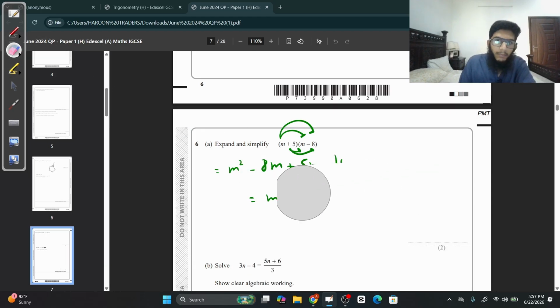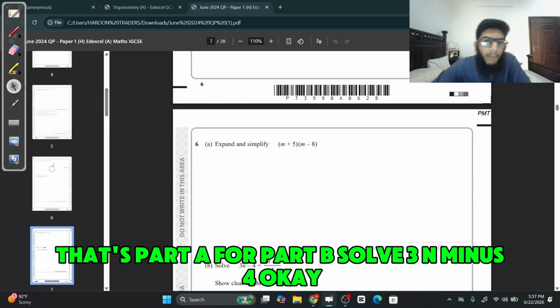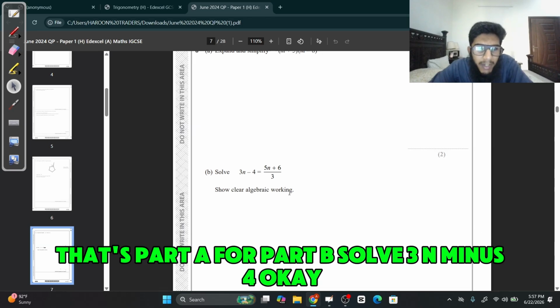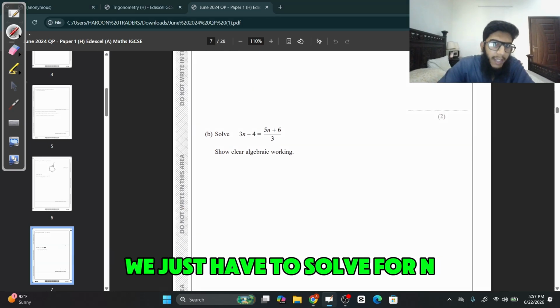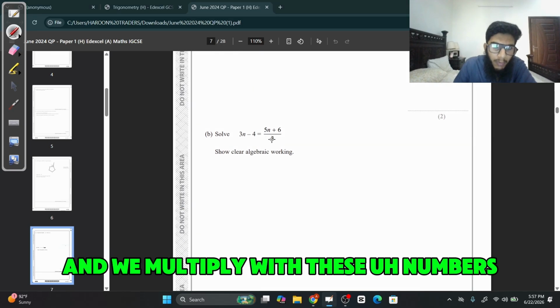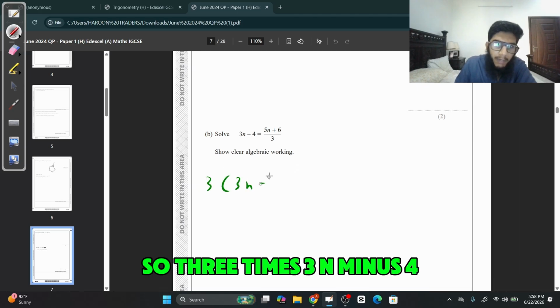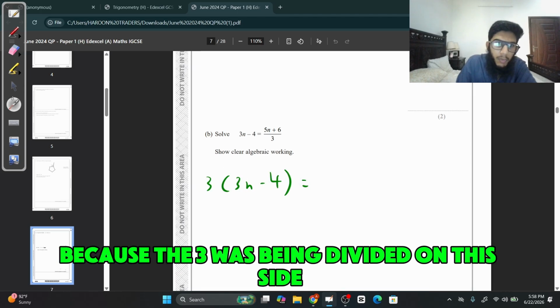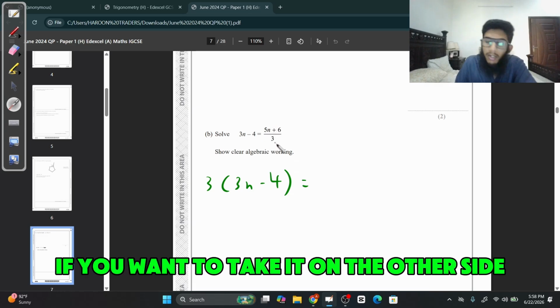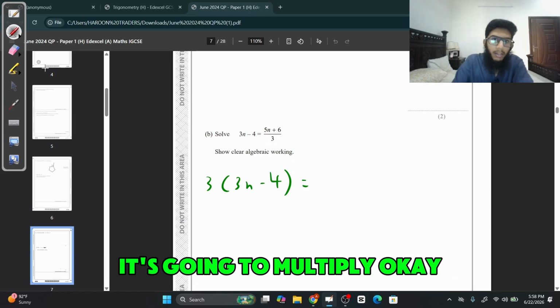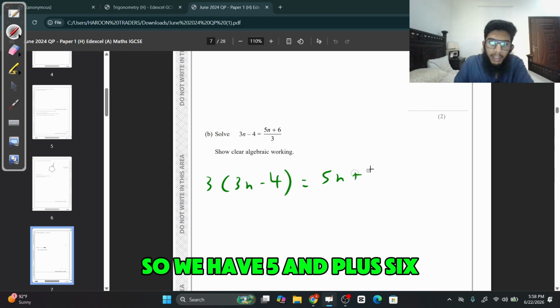Okay, that's part A. For part B, solve (3n minus 4)/3 equals (5n plus 6)/... Okay, we just have to solve for n. So we take the 3 on the other side and we multiply with these numbers. So 3 times 3n minus 4. Because the 3 was being divided on this side, if you want to take it on the other side, it's going to multiply. Okay, so we have 5n plus 6.